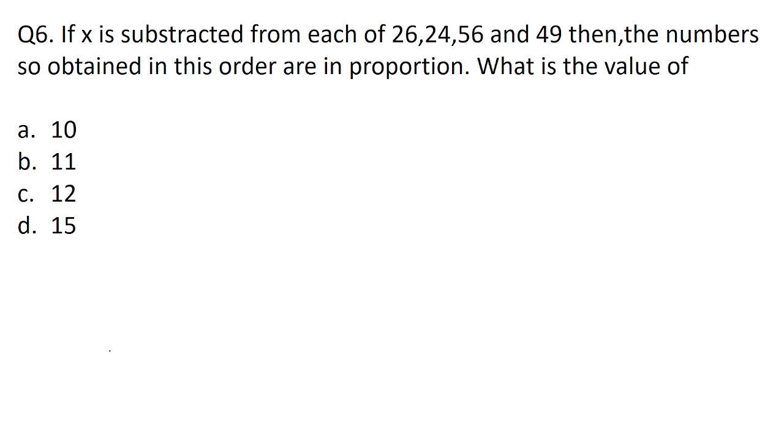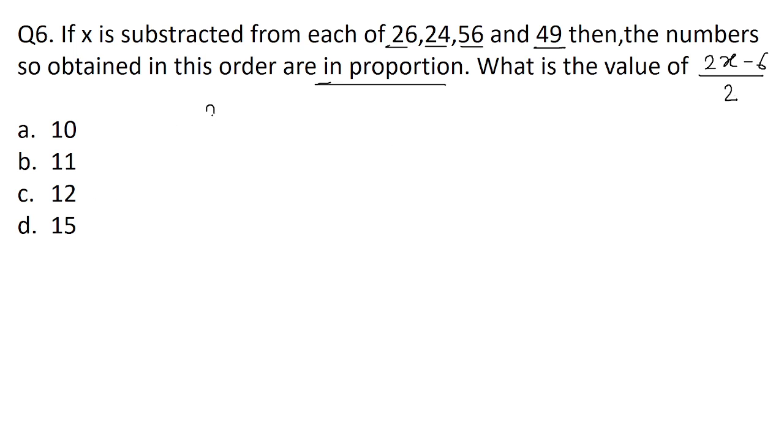Moving ahead, if x is subtracted from each of 26, 24, 56 and 49, the numbers so obtained, in that order, are in proportion. So here you have to find the value of, please note it down, (2x minus 6) upon 2. This was missing in the question. Okay, (2x minus 6) upon 2. Now how to solve this?